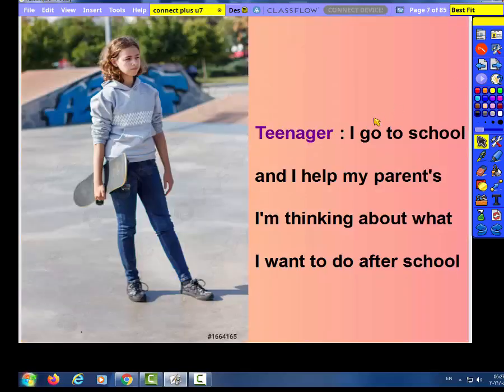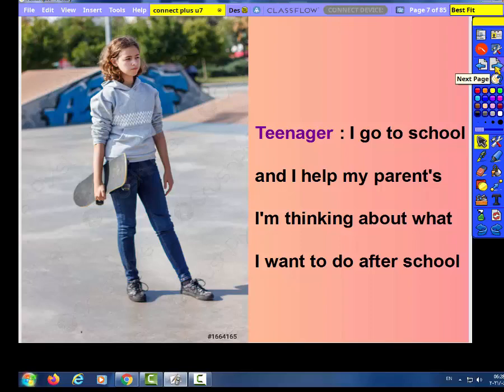After that, teenager. Look at this girl. Yes, she is a teenager. She can go to school and help her parents. What is the meaning of parents? Parents means father and mother. I'm thinking about what I want to do after school. Teenager is a person aged between 13 and 19. He's like to be in secondary school or in the university.